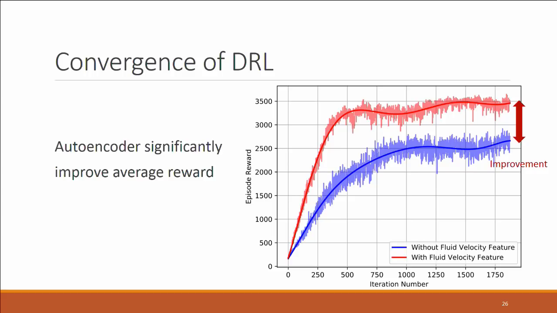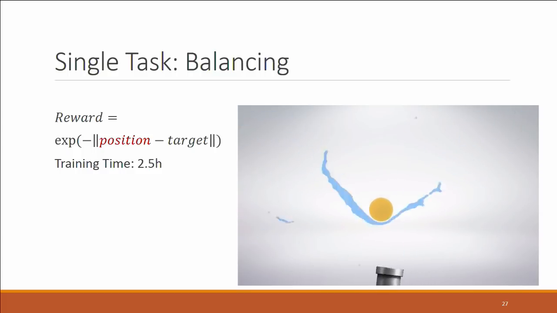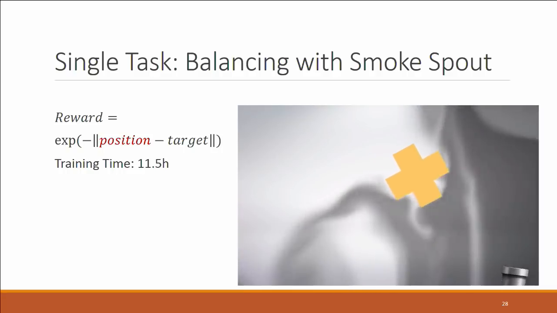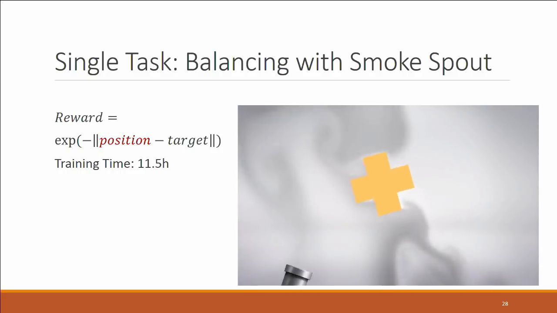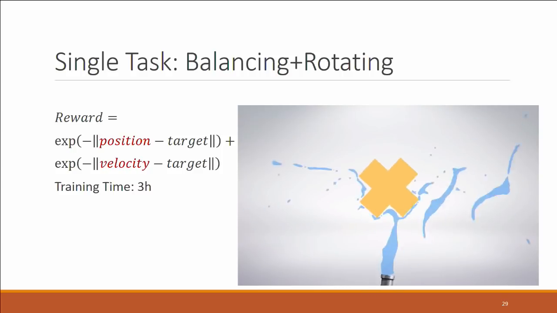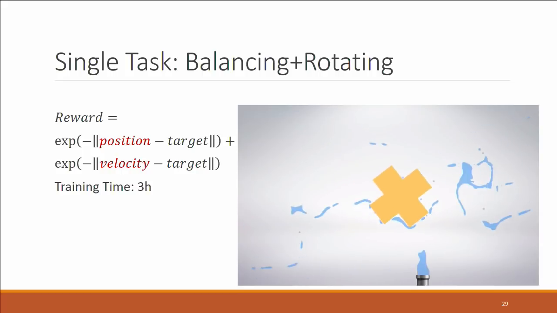Next, I will show some animations by changing the reward function. We can keep this ball in the target position, and the actuator is the liquid spout. The training time is about 2.5 hours on the cluster. The method is also versatile, and we can change the rigid body shape and the type of spout. But in this case, the simulation cost for smoke is higher, so it takes a longer time, about more than 10 hours on Google Cloud. You can also generate this rotating cross by controlling the target velocity in addition to the target position.